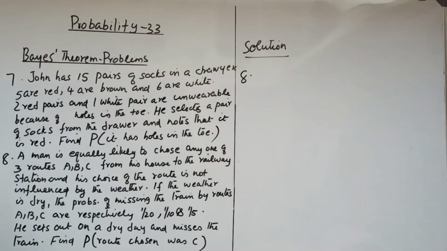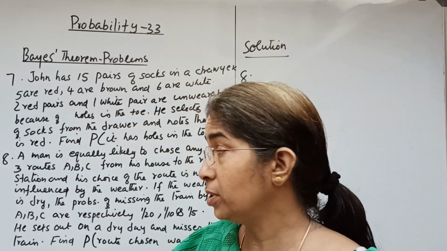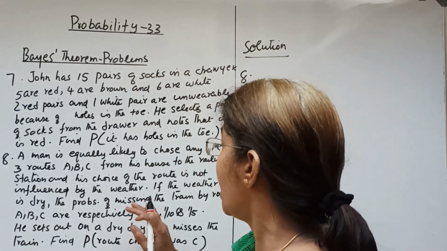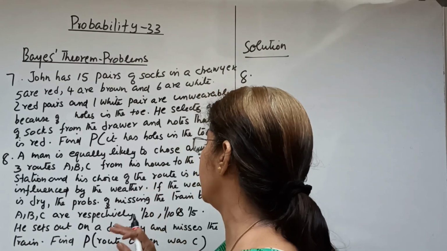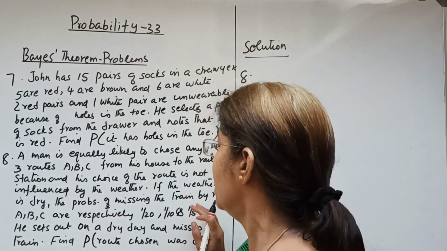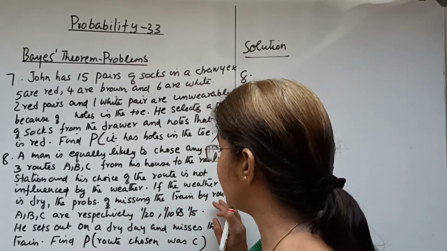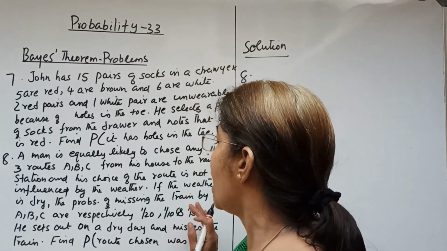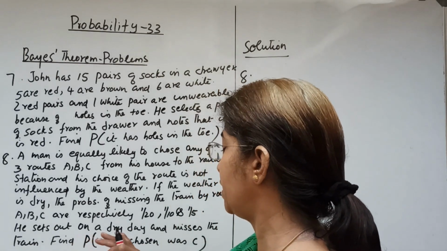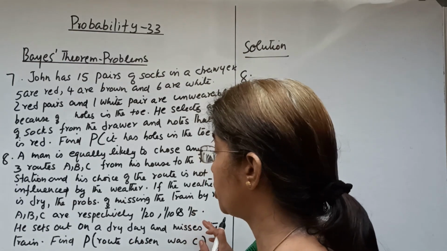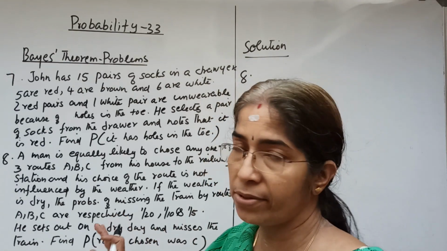Okay, here there are three alternatives A, B, C, that is the routes from his house to the railway station, and he sets out on a dry day and misses the train, it is given. The probabilities of missing the train by these routes A, B, C are also given, and we require the probability that the route chosen was C, under the given condition that he missed the train on a dry day.